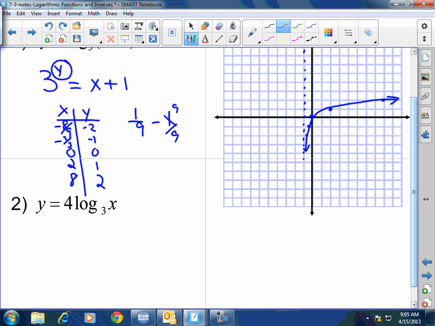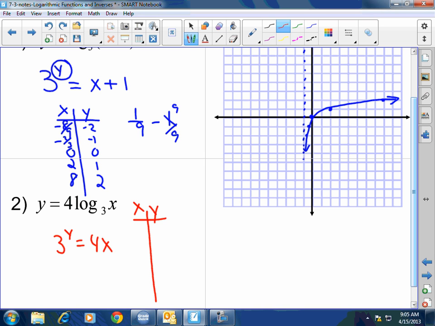Let's do this one in red. Okay, first things first. There's no way you're going to be able to solve for this by making a table unless you go by exponential. So you go 3 to the y power equals 4x. Literally. And you make a table.